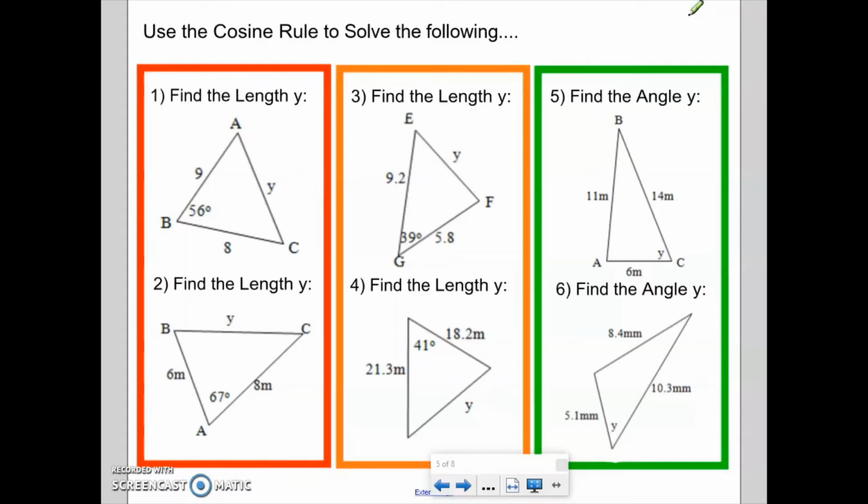I'd like you to work through all 6 questions, applying the correct cosine rule, showing me full working out, and finding your 6 solutions. Could you pause the video now, please?